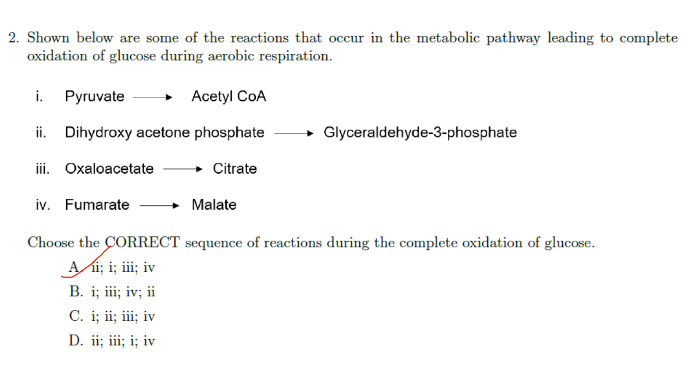If you see here, the first one will be dihydroxyacetone phosphate to glyceraldehyde 3-phosphate. That is in your glycolysis case. Then pyruvate to acetyl-CoA. After glycolysis, that is after the production of pyruvate, it will get converted to acetyl-CoA to enter into the Krebs cycle. Then you have to see further steps in the Krebs cycle, which are 3 and 4. So which one is occurring first? Oxaloacetate to citrate, then fumarate to malate. So the answer here will be 2, 1, 3 and 4. Answer is option A.